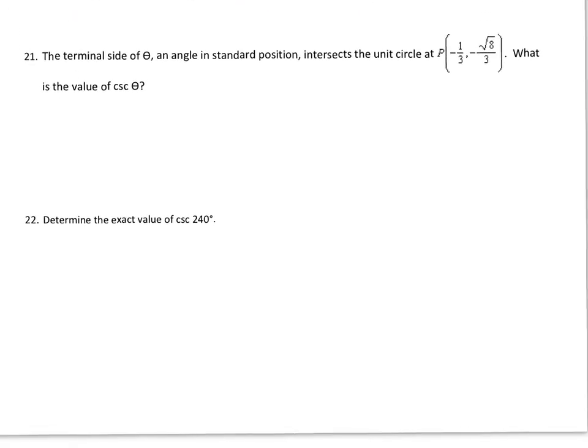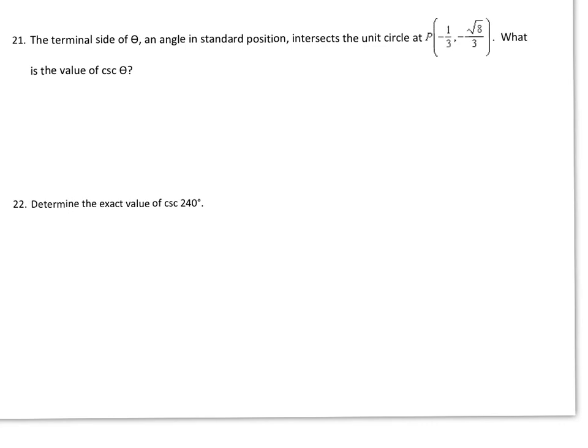All right, number 21. The terminal side of theta, an angle in standard position, intersects the unit circle at this point. What is the value of cosecant of theta? Just like in the last one, cosecant of theta is the reciprocal of sine of theta. If you think about this coordinate, doesn't the x-coordinate always represent cosine? And doesn't the y-coordinate always represent sine, right?